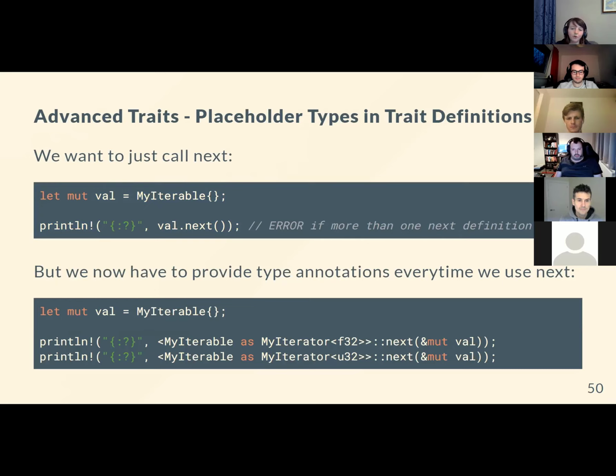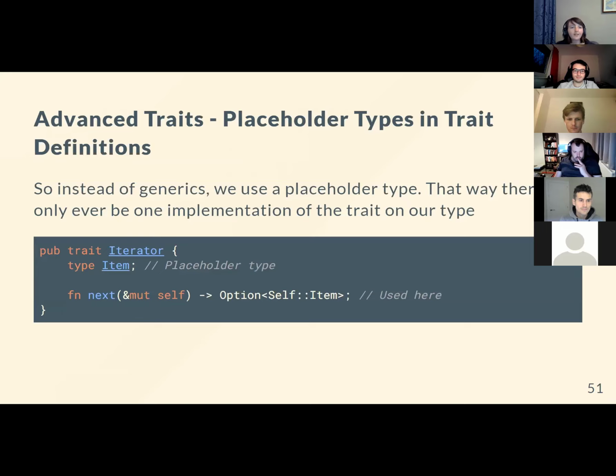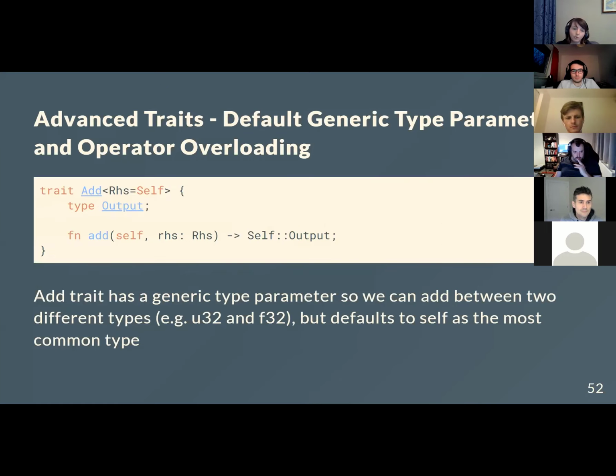But if we've got one for float and one for unsigned integer, then you end up having to write something like this, which is not the most aesthetic code in the world, and also not really what we want for next. We only want any given type to be able to implement next once. You don't want it to be able to implement next as many times as it wants, because it's not really how next is designed to be used. So that's why it's done using this placeholder type instead. So with a placeholder type, you'll only ever be able to have one implementation, which means it ends up looking simple all the time.